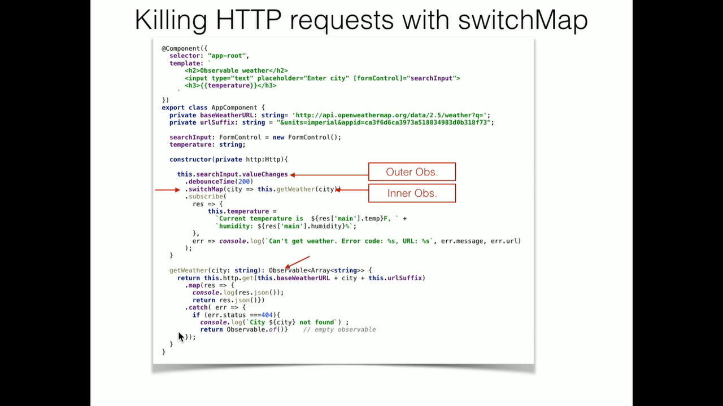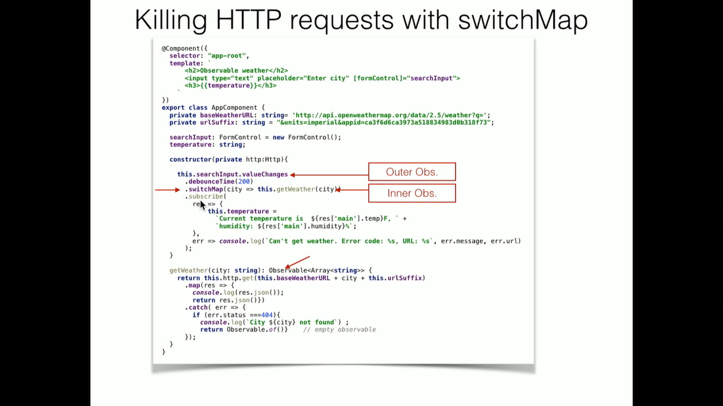If I wouldn't be doing error processing, if I wouldn't intercept it, my stream would be over. It would be killed. But what I'm saying is, no. If you got 404, just return me an observable of nothing, empty. So I'm still getting an observable, and the subscriber is happy. It didn't get anything, but it's not an error.